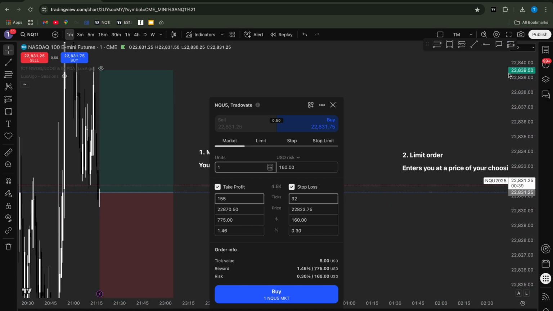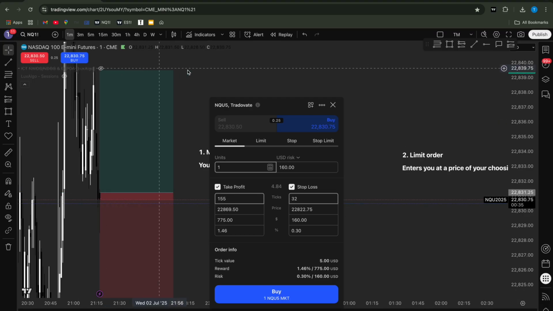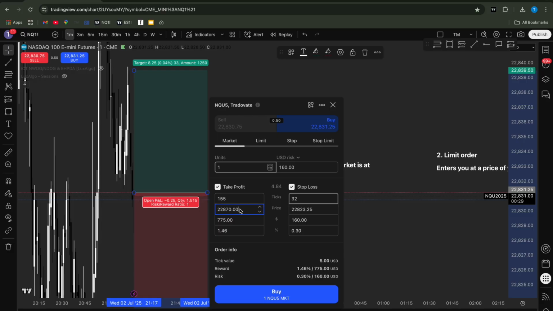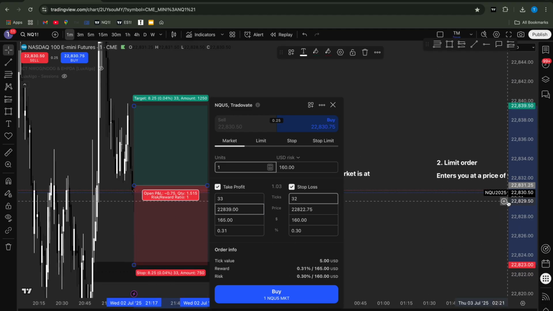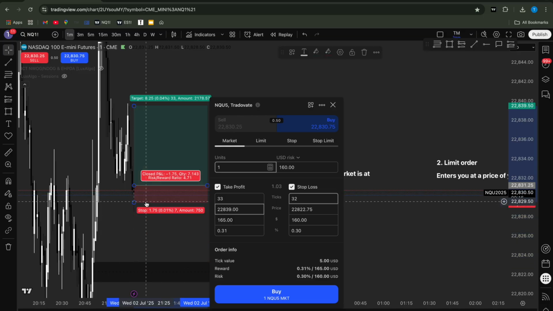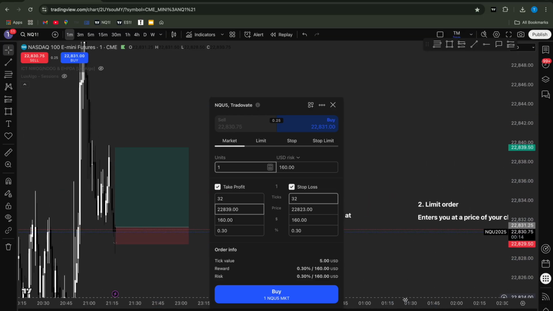If you look on the side here, 22839, if that is my take profit, so say my take profit is this high right here, I'd enter 22839. And say my stop loss is down here, I'd enter, again, if we look on the red here, 22829.